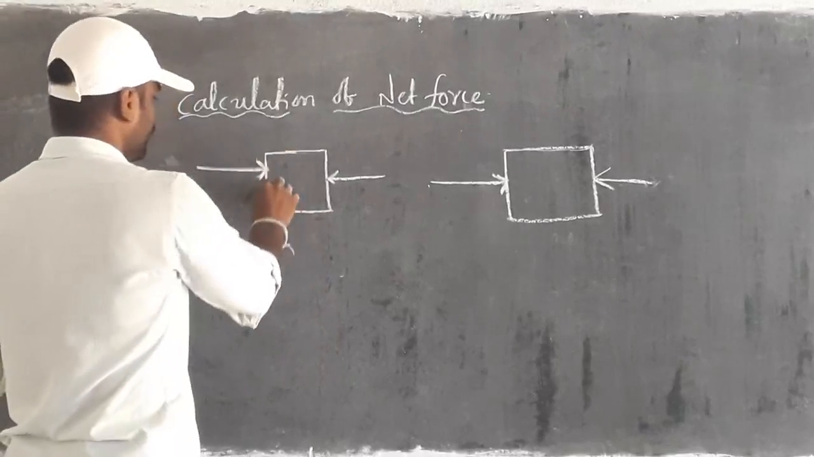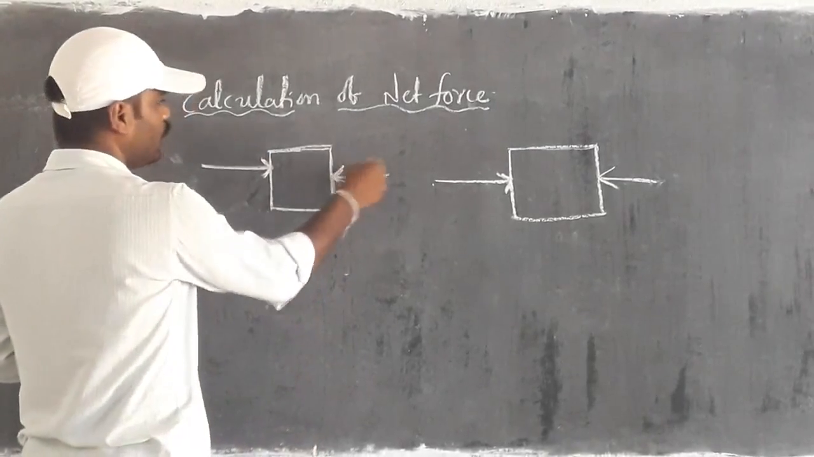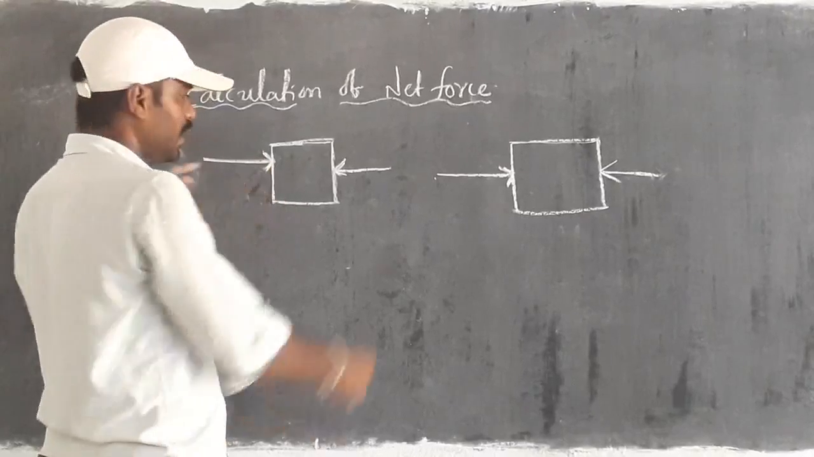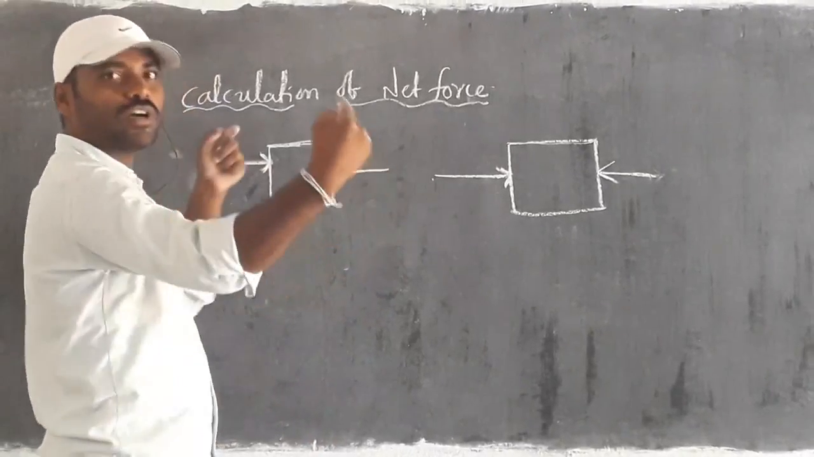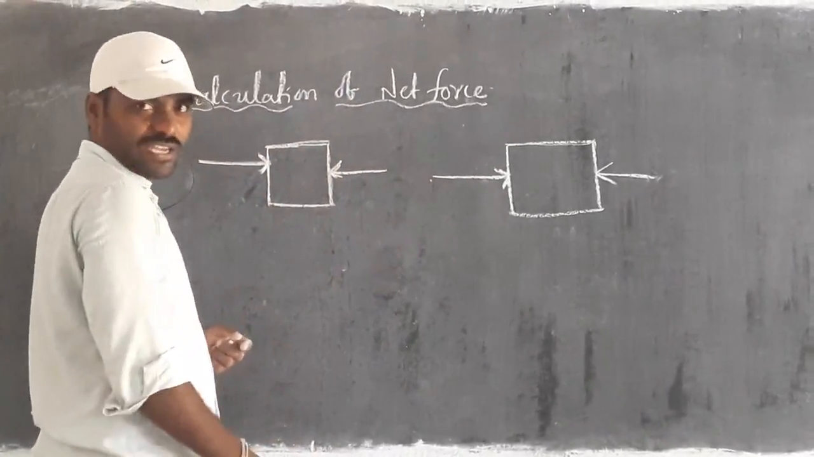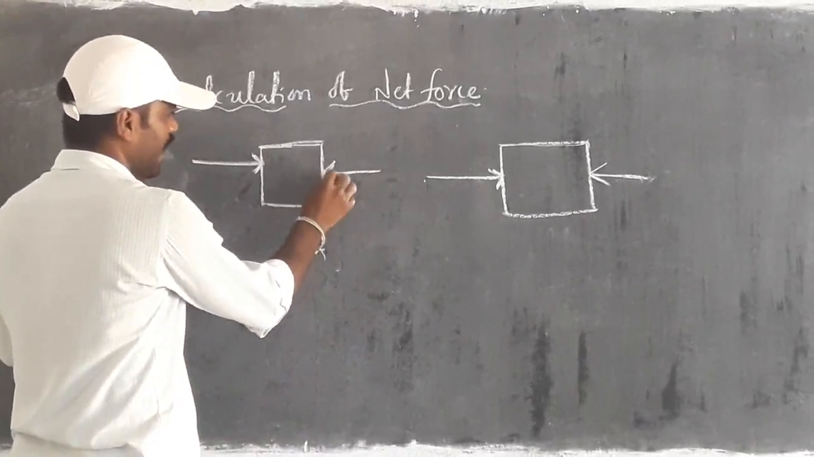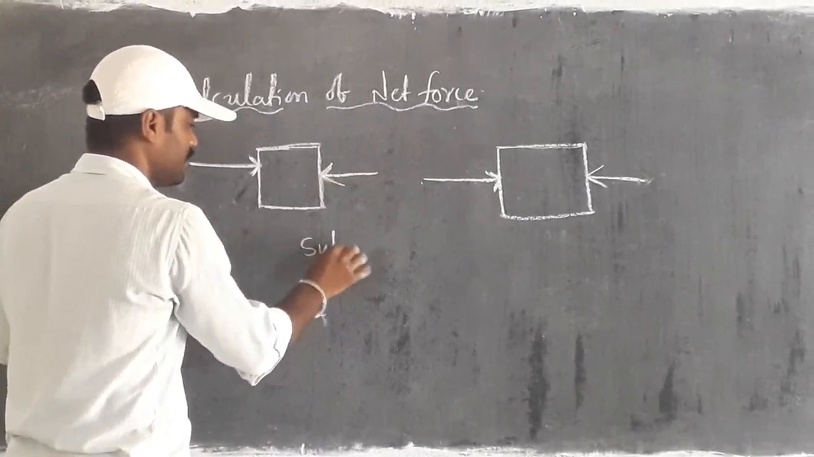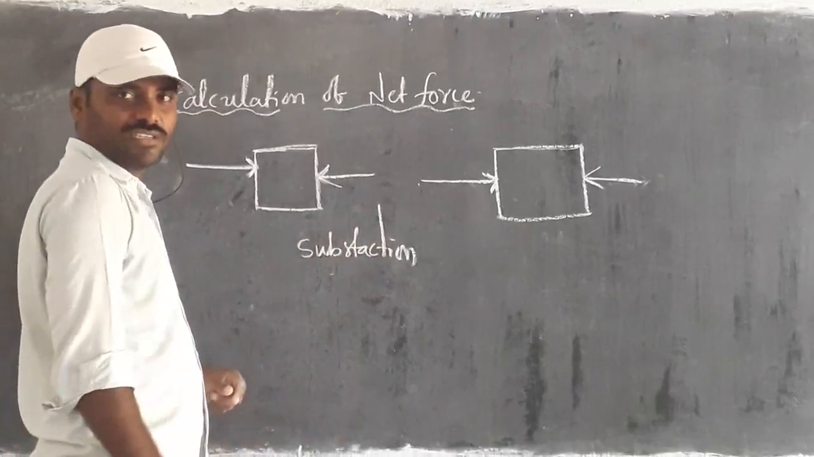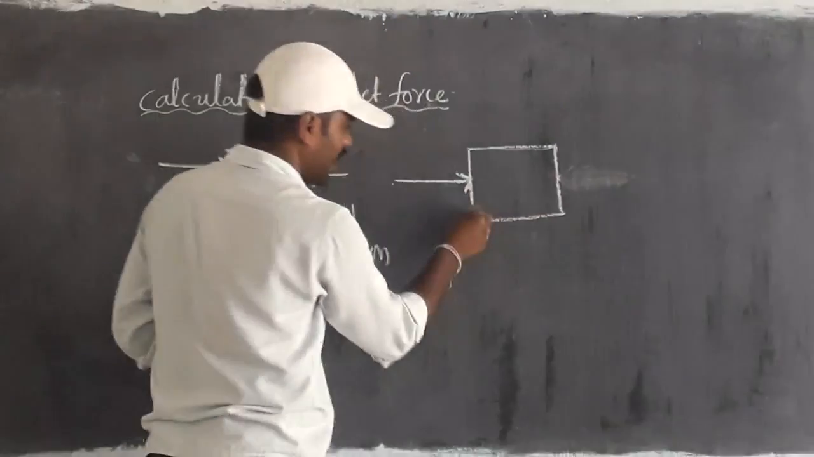You have to take one more example. Here one object is there, and you have to observe two forces are acting. One is left to right, and another one is from right to left. Two are on opposite sides, right? When two forces are acting in opposite sides, then you have to take this as subtraction, right?